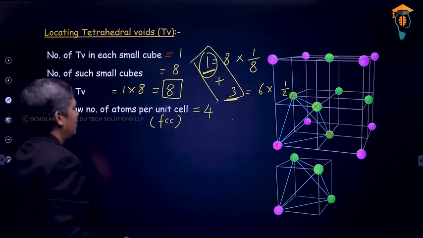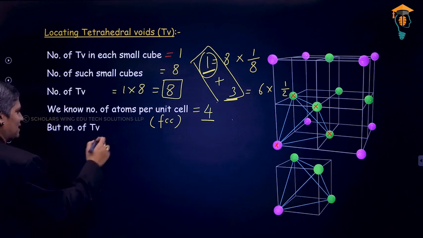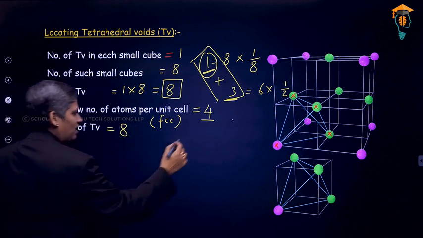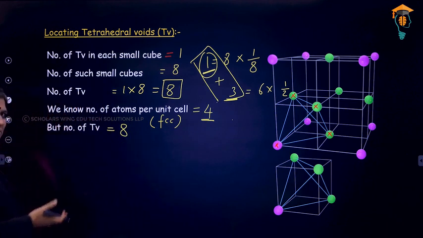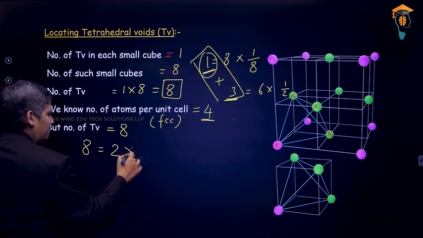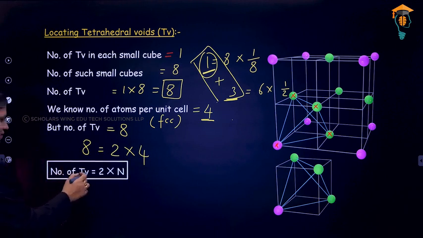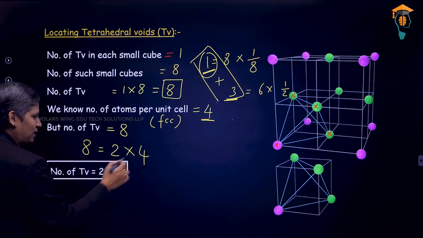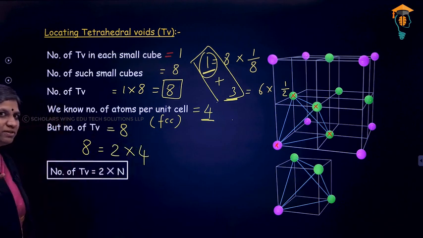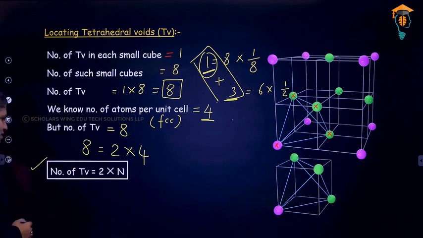1 plus 3 is 4. Good. But the number of TVs we found is how much? 8. So we have 8 TVs and 4 spheres. So what is the mathematical relationship? Very simple. 8 is equal to 2 times 4. That's what is the relationship here. Number of TV, which is 8, equals 2 times 4, meaning 2 times n, because n is nothing but 4 here. What is that? Number of spheres or atoms per unit cell. Did you get it? So we proved the first relationship.